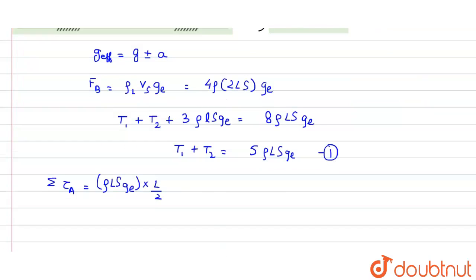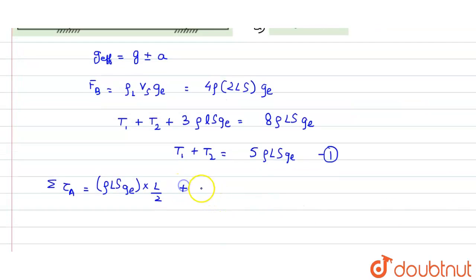Then comes our buoyant force. The buoyant force value we already know is 8 rho L S G effective, and it is acting at a distance of L. So it would be negative because it is counterclockwise. We have taken counterclockwise to be negative.